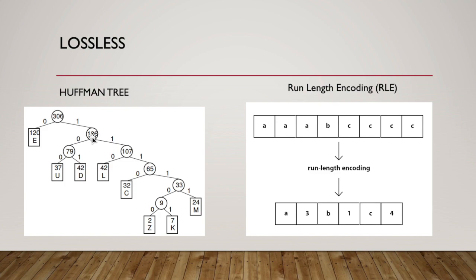Or we have something called the Huffman tree, which is where we build a representation of a tree in an algorithm. The most common of our pieces of data, in this example letters, go at the top. The least common go at the bottom. And now E has become 0. U has become 1, 0, 0. D has become 1, 0, 1.